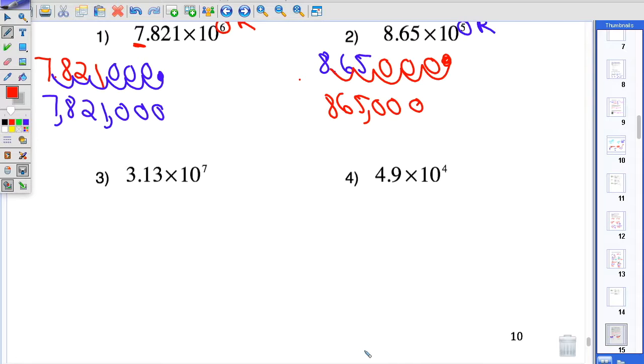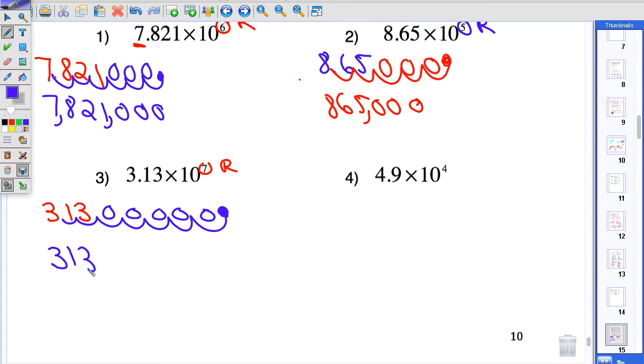Number 3, 3.13 times 10 to the 7th power. Look at your exponent. It's positive. We move our decimal point to the right 7 places. So rewrite your number. Move your decimal point 7 places to the right: 1, 2, 3, 4, 5, 6, 7. Your decimal point's at the end. Drop in zeros. Rewrite. Put in commas, and our answer is 31,300,000. That's your number written in standard form.